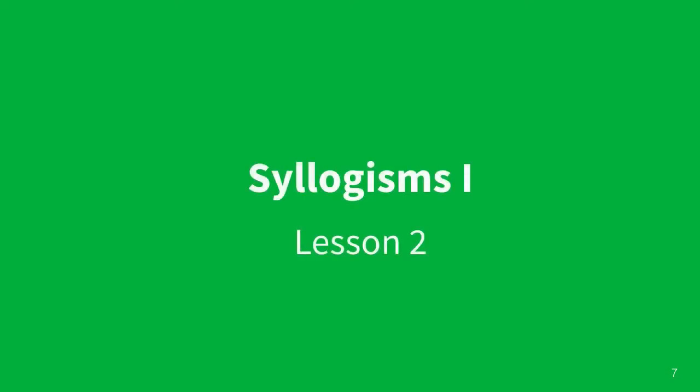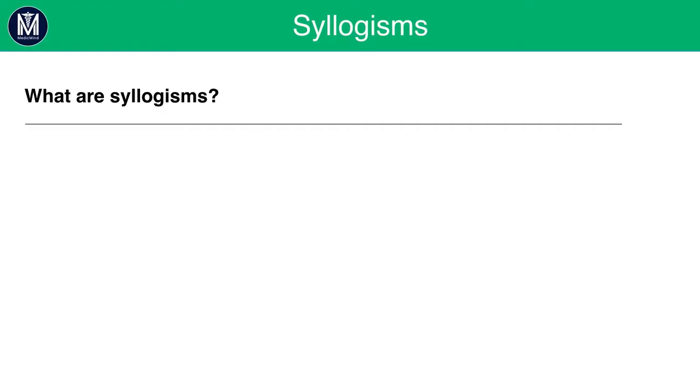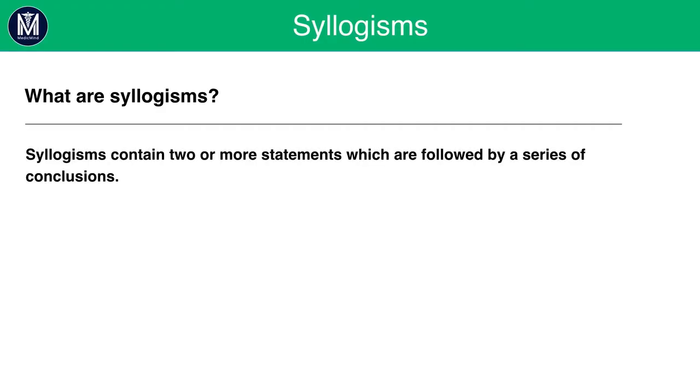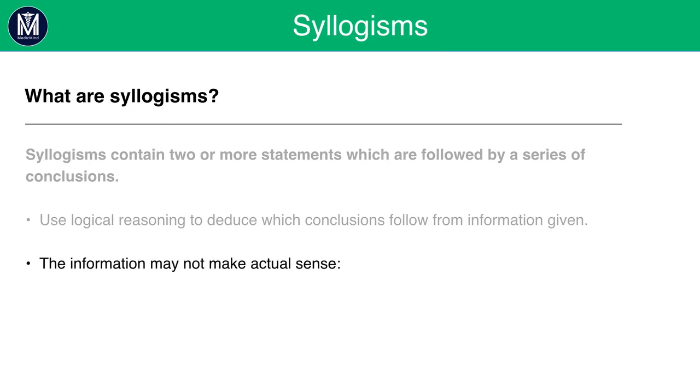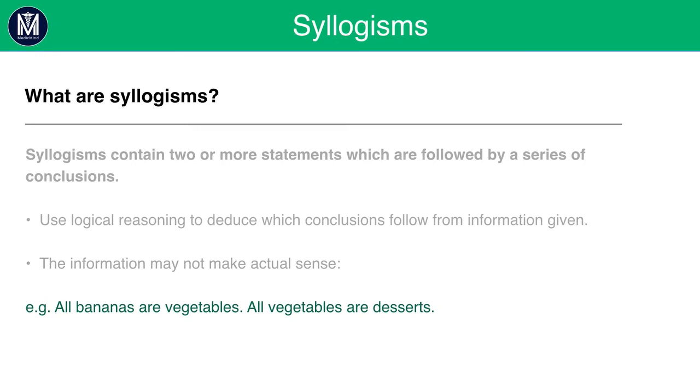Now let's look at syllogisms. So what are syllogisms? Syllogisms contain two or more statements which are followed by a series of conclusions. You need to use logical reasoning to deduce which conclusions follow from the information given. The information may not actually make actual sense. For example, you may see a statement that says all bananas are vegetables, all vegetables are desserts. This does not make sense in real life, but you should not use any external knowledge when answering questions on syllogisms.